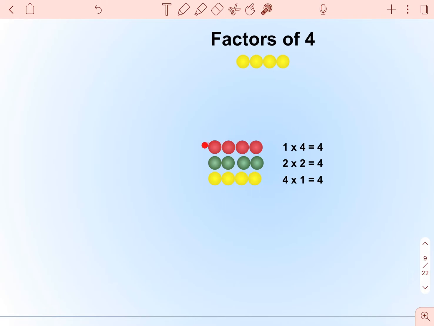So here's 4 ones equals 4. I can also multiply 2 times 2. So here's 2 2's. That equals 4. 2 times 2 equals 4. And here's just 1 4 all by itself. That also equals 4.